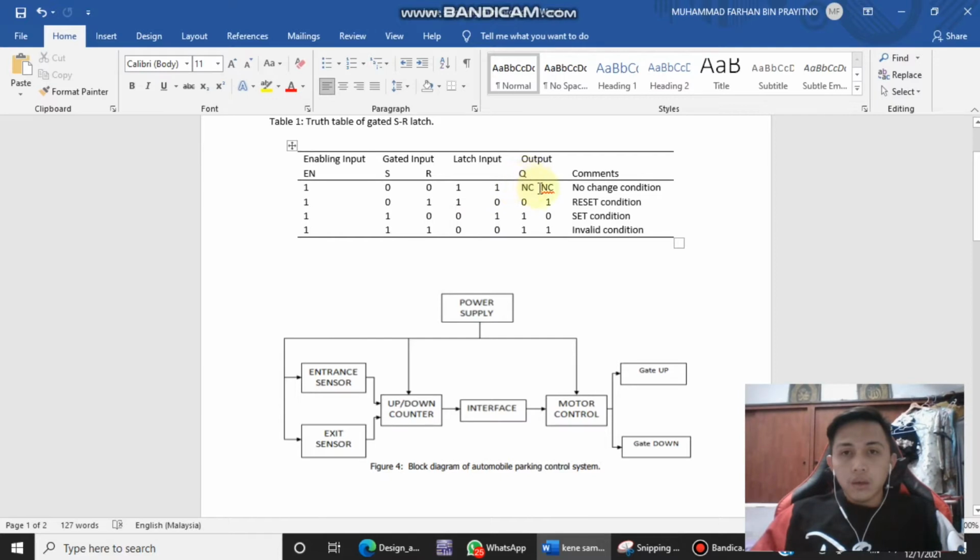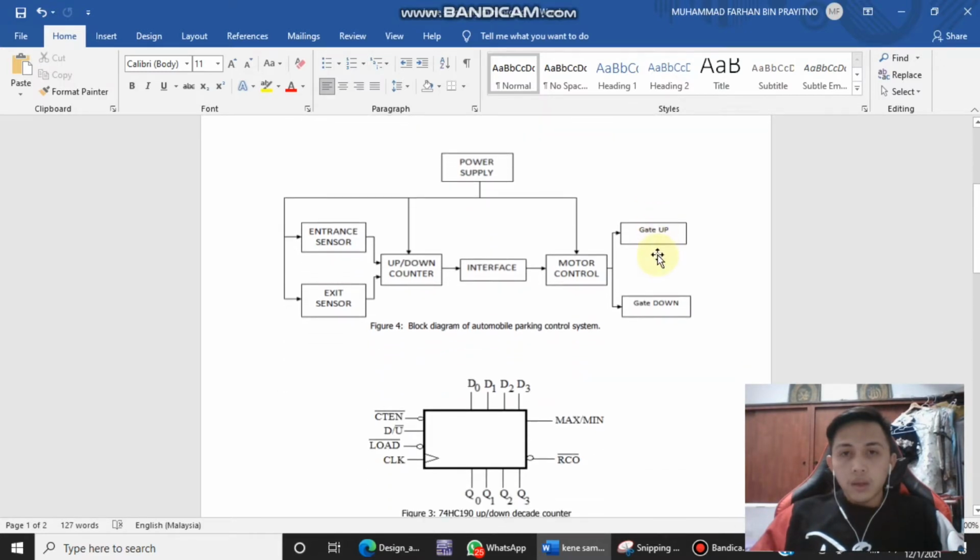for the Q for our mini project here. And C means no change condition. 0,1, 1,0, and 1,1, where the gate input is 1,1, or one of the inputs is 1.